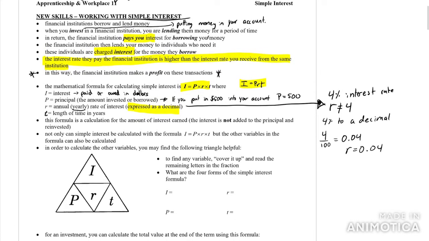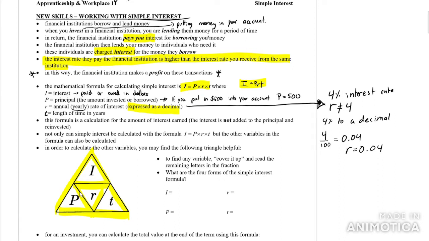So in order to calculate this, you can calculate interest, no problem, but there is a helpful little triangle that you can use to calculate other things. So what I have is this triangle right here. You may have seen other ones in other classes that were like I and then 2 letters, but this one has a little bit more. But basically, to find any variable, you're going to read this as a fraction.